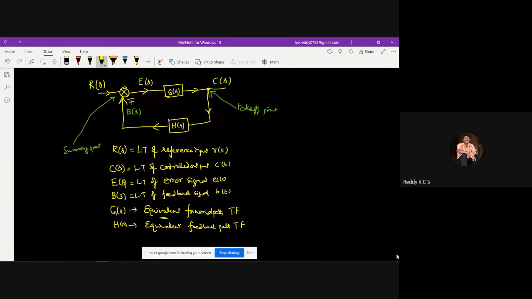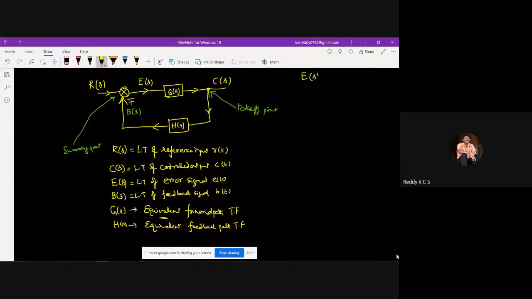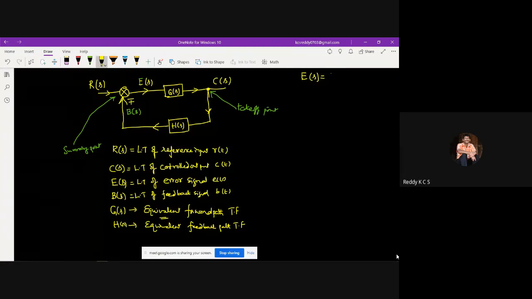How to write the error equation? That is E of s. How will this be generated? It is the difference between the reference input and the feedback signal. So E of s can be written as R of s minus or plus B of s. It is a difference. Next, B of s is the feedback signal, which is taken from the output. This is the measurement of the output, C of s. So for H of s, the input is C of s and the output is B of s, so I can write H of s as B of s by C of s.